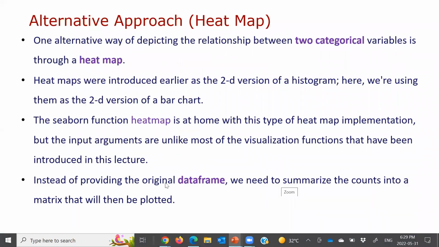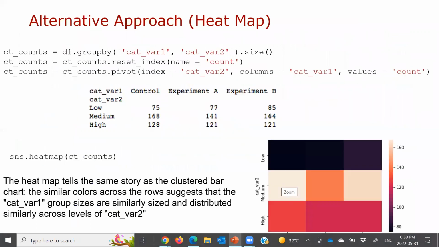So instead of providing the original data frame, we need to summarize. Actually, we're not going to use this, but I'm going to explain it to you. And this is the last thing today, I guess, unless there is something else. So we have two categorical variables. We cannot put them in a heat map. So what we're going to do, we're going to group them and then get the size of these categorical variables. Get what? The size.